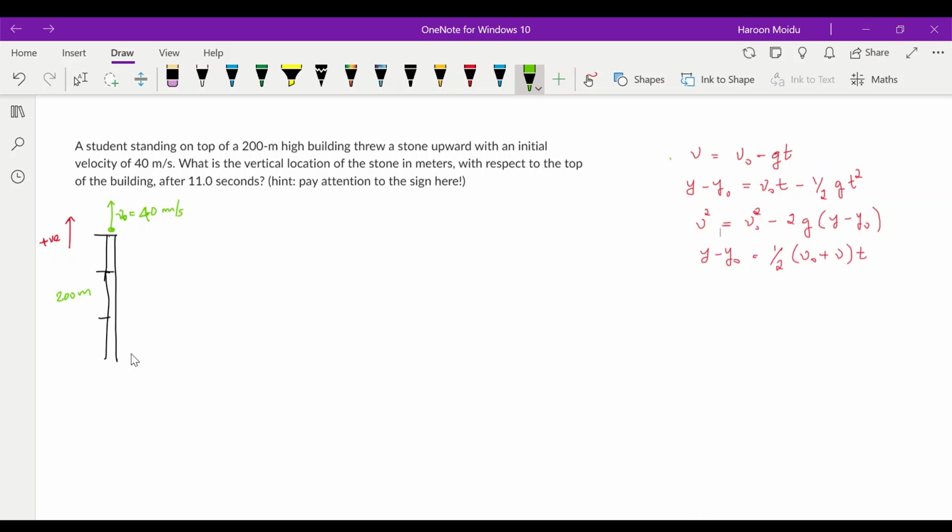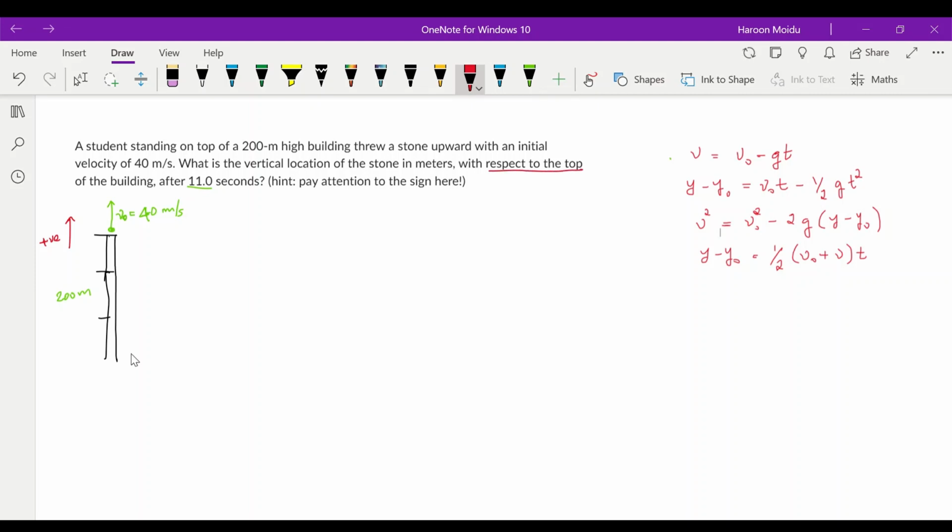So now, what is the vertical location of the stone in meters with respect to the top of the building? We have to find out the location of the stone after the time 11 seconds. Okay, so now we have to fix the reference point. Here we have to calculate the location of the stone with respect to the top of the building.